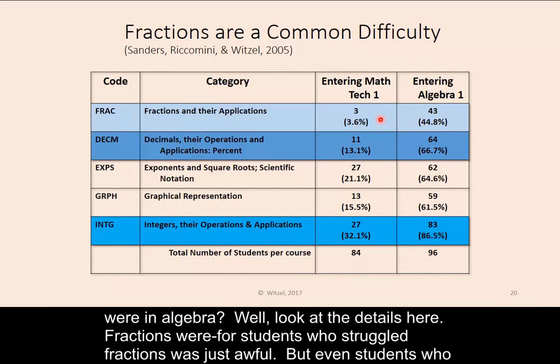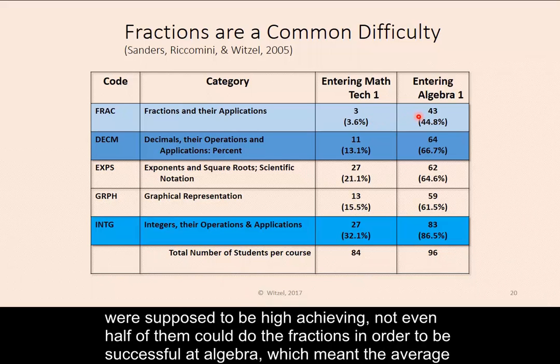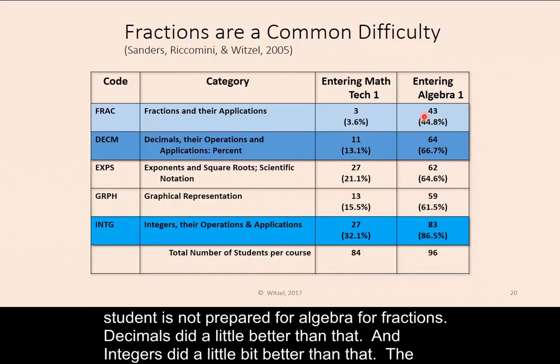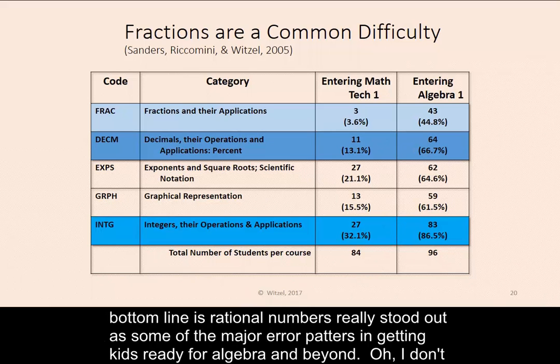For students who struggled, fractions was just awful. But even students who were supposed to be high achieving, not even half of them could do the fractions in order to be successful in algebra, which meant the average student is not prepared for algebra for fractions. Decimals did a little better than that, and integers did a little bit better than that. But the bottom line is, rational numbers really stood out as some of our major error patterns in getting kids ready for algebra and beyond.